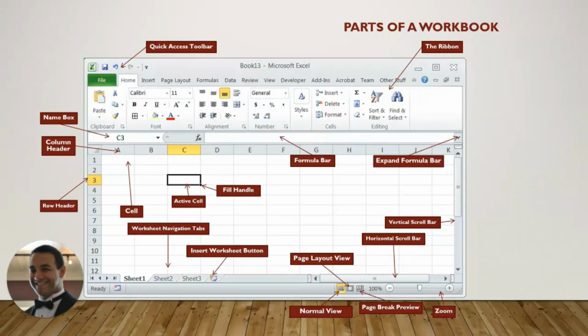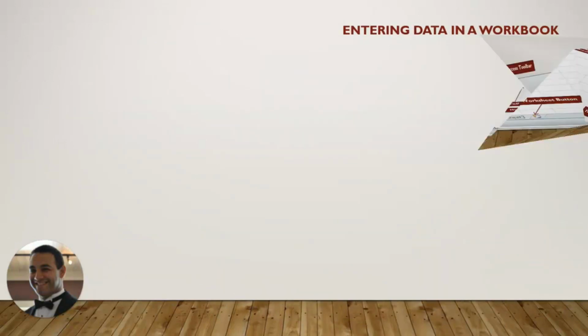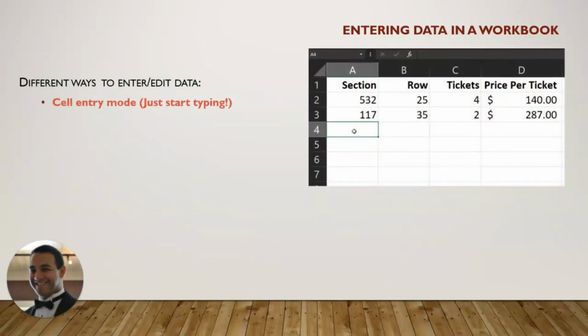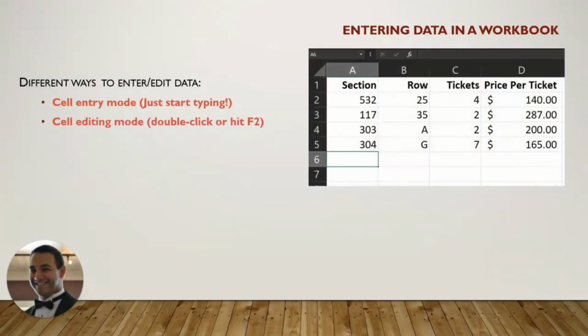Next up, let's talk about how to enter data into a workbook. Now, there's a couple different ways to enter and edit data. There's cell entry mode. Click on a cell and just start typing. There's also cell editing mode. Now, when you're using cell entry mode, if you click on a cell that already has data in it and you just start typing, it's going to overwrite what's already in the cell. You're not able to add to it or edit it directly in cell entry mode.